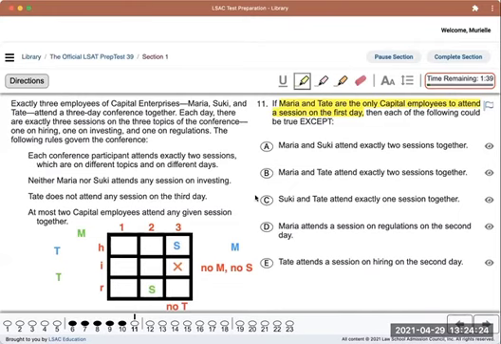So each of the following could be true except M and S attend exactly 2 sessions together. Yeah, they definitely could attend both of those. M and T attend exactly 2 sessions together. So could M and T? Yeah, I think so. I think that would be fine.